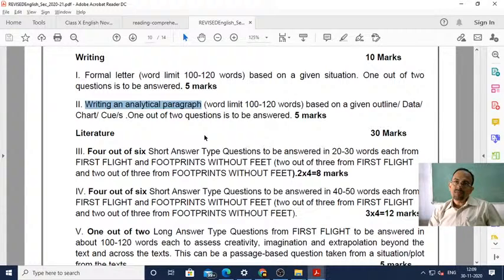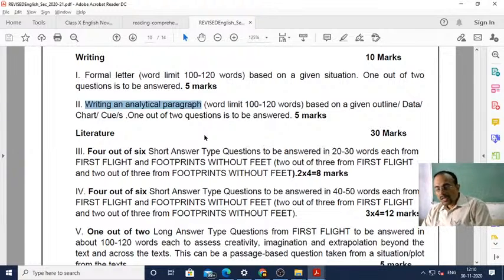Okay, you shall be given a visual question, a question followed by a visual in the form of either a bar graph or pie chart, or just a graph with x and y axis. Okay, with a lot of data in it. You've got to analyze this particular data and then write an analytical paragraph based on it. Okay, so this will be the second part.